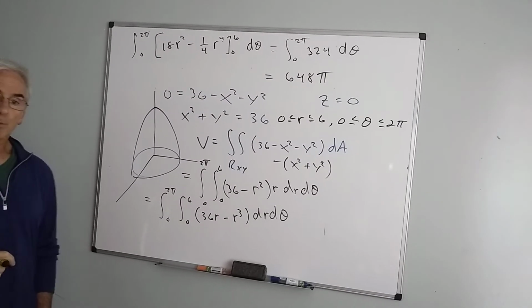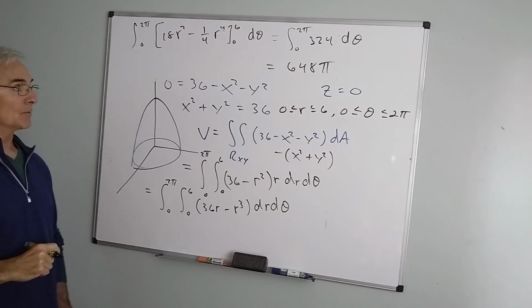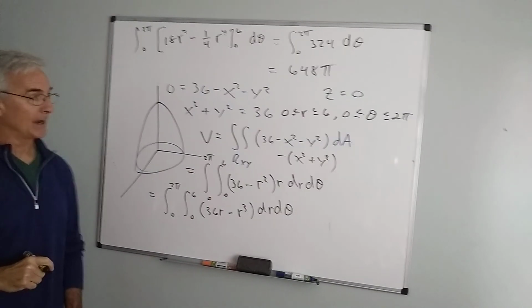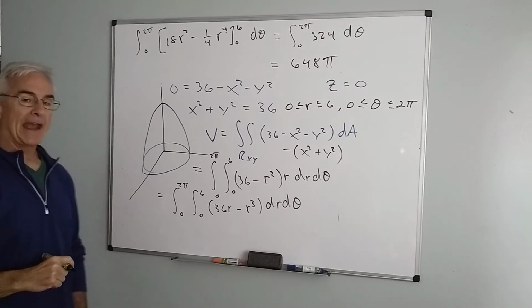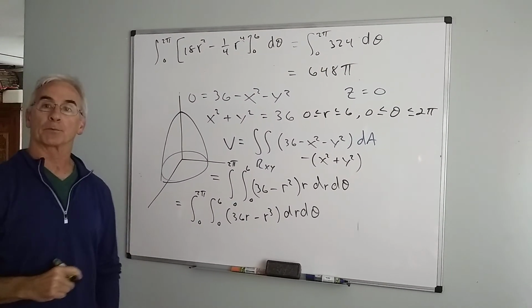So you would switch to polar whenever you have, again, a circular region in general, or an integrand where you see x squared plus y squareds, perhaps raised to different powers. You don't have to switch to polar, but in the event that you do, it usually is going to make the problem much easier.